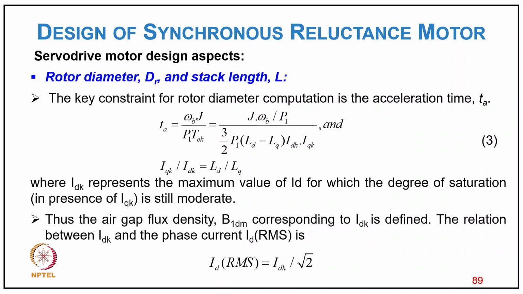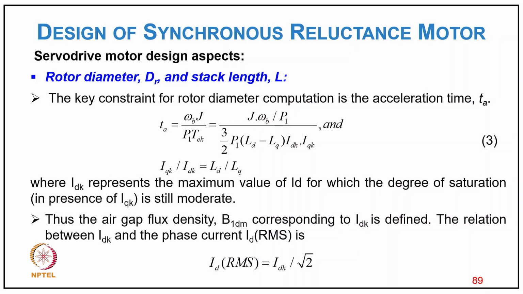So now coming to servo drive design, the rotor diameter and stack length. The key constraint for rotor diameter computation is the acceleration time Ta. So Ta equal to omega b J upon p1 Tk. Putting the value, J omega b upon p1 divided by 3 by 2 p1 (Ld minus Lq) Idk and Iqk, and Id upon Iq equal to Ld upon Lq. So Idk represents the maximum value of Id for which the degree of saturation present is still moderate, and thus the air gap density B1dm corresponding to Idk is defined.